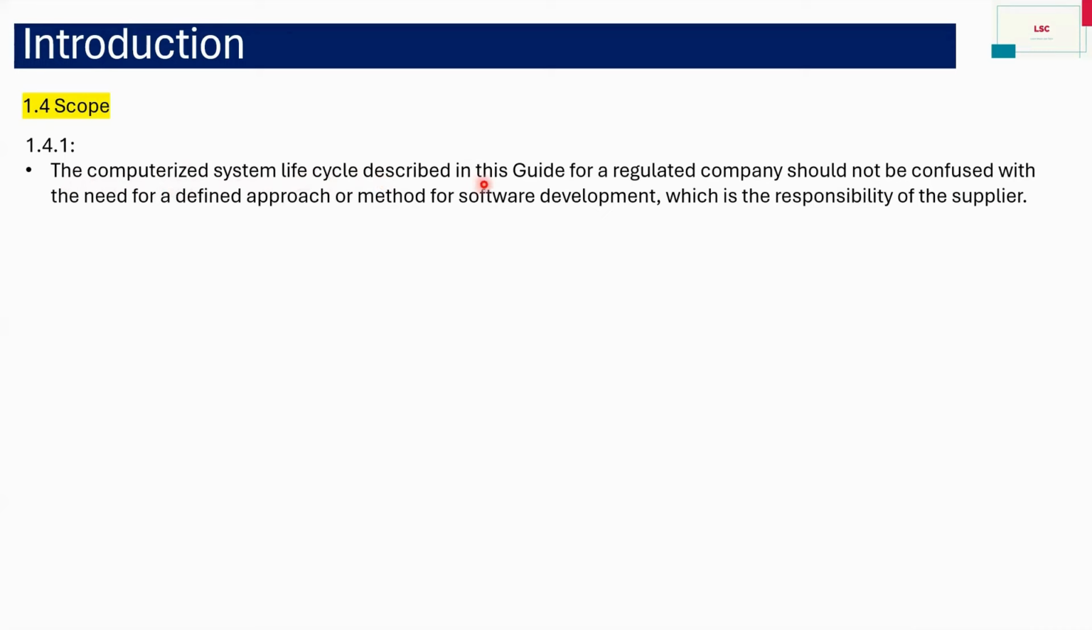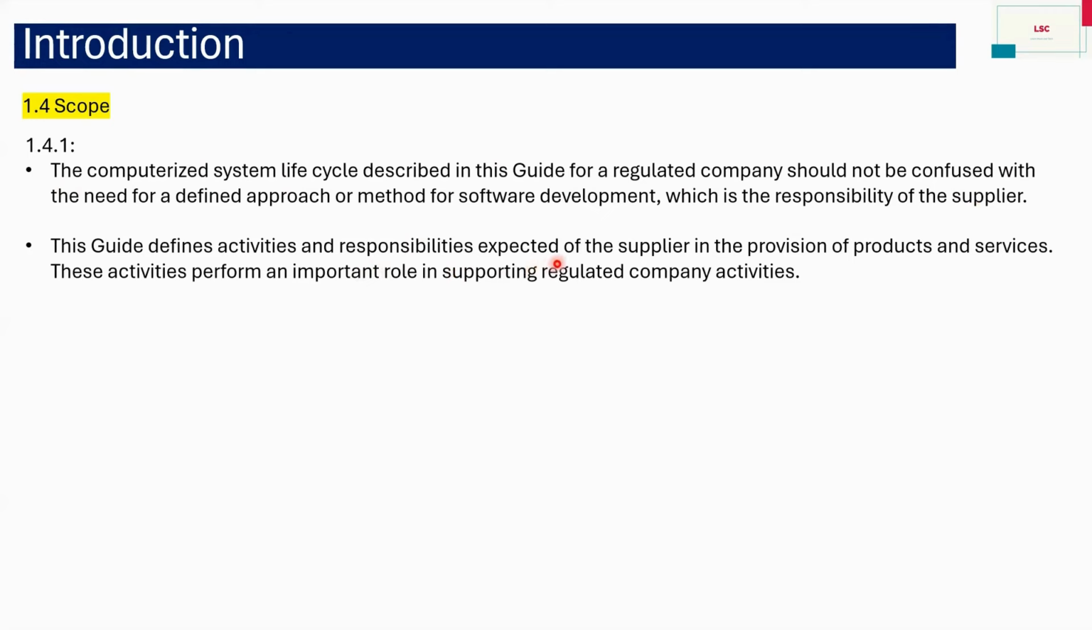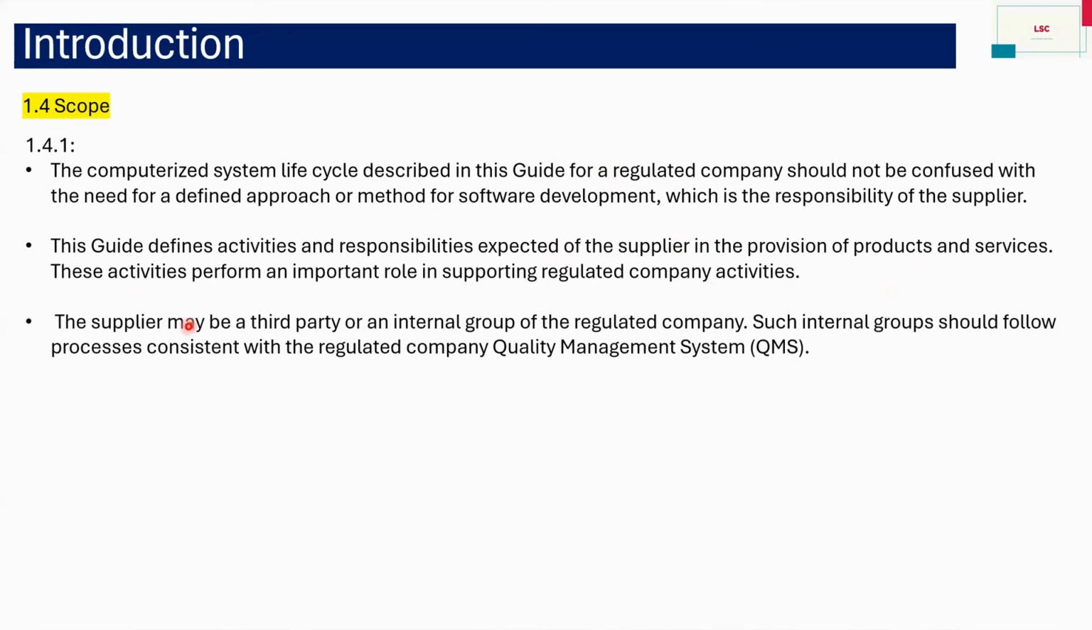The computerized system lifecycle described in this guide for a regulated company should not be confused with the need for a defined approach or method for software development, which is the responsibility of the supplier. This guide defines activities and responsibilities expected of the supplier in the provision of products and services. These activities perform an important role in supporting regulated company activities. The regulated company has the responsibility to ensure that the product supplied by the supplier follows all the requirements. The supplier may be a third party or an integrated group of the regulated company. Such an internal group should follow processes consistent with the regulated company's quality management system. They should follow the QMS.